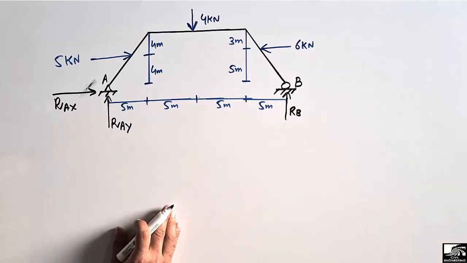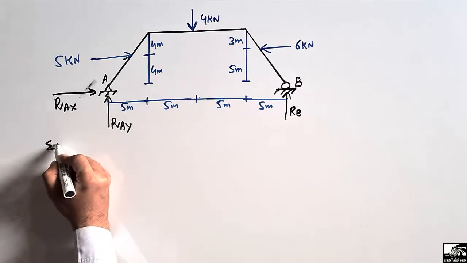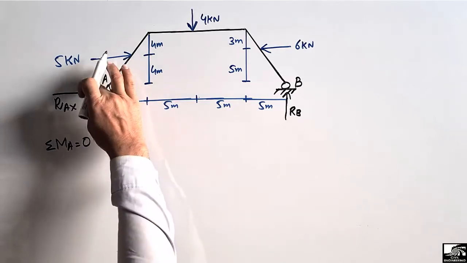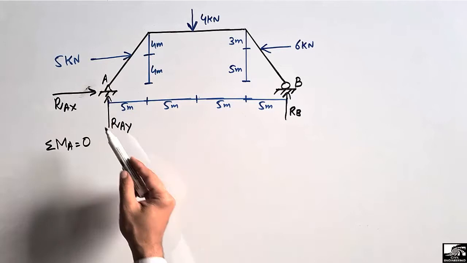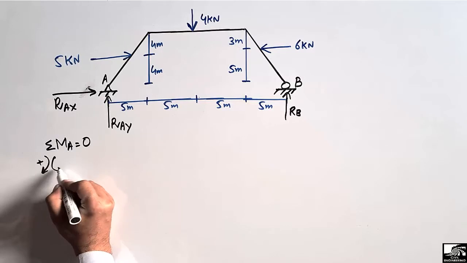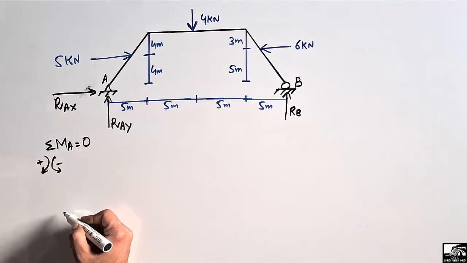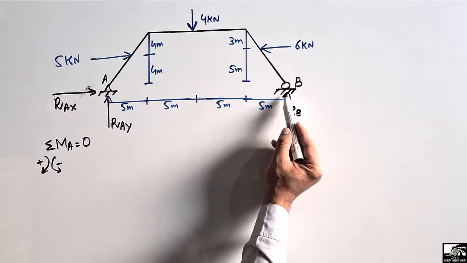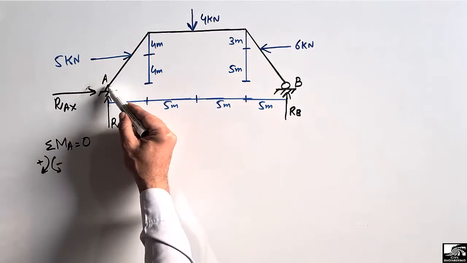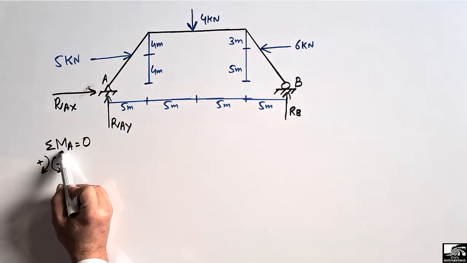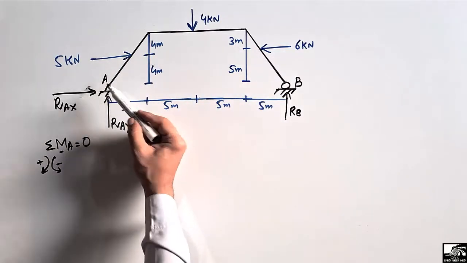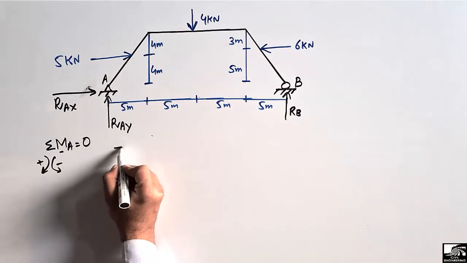So to find out the support reactions, let's consider that the summation of moment at point A is equal to 0. So the forces that create a moment about point A. To find these moments, let's consider the clockwise moment as positive and the anti-clockwise moment as negative. Now RB is acting in the upward direction, so it will create an anti-clockwise moment about point A, because we are interested in finding the moment at point A. So it will be negative.